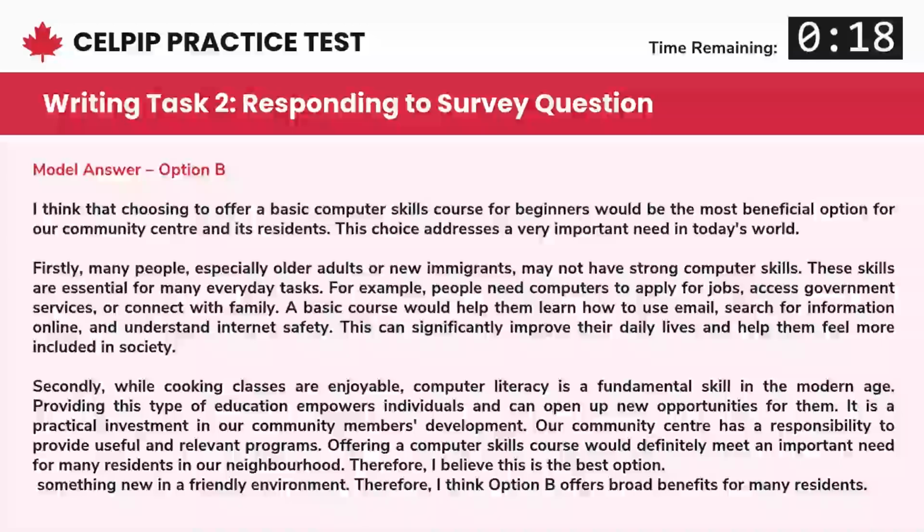The tone is appropriately semi-formal and persuasive. The writer uses simple linking words like firstly, for example, and therefore, to ensure the ideas flow well. The vocabulary is mainly at the B1 level, making it accessible.